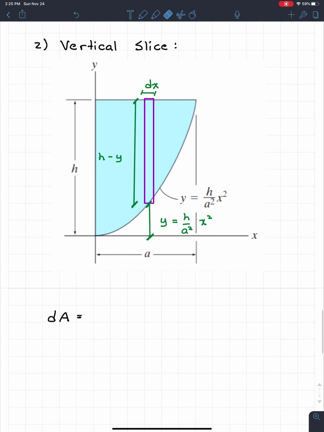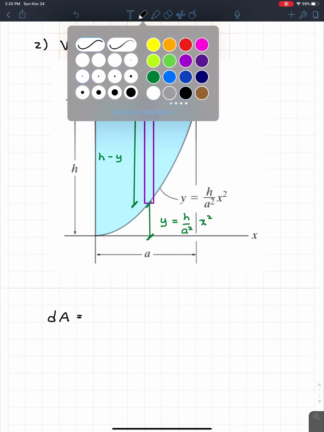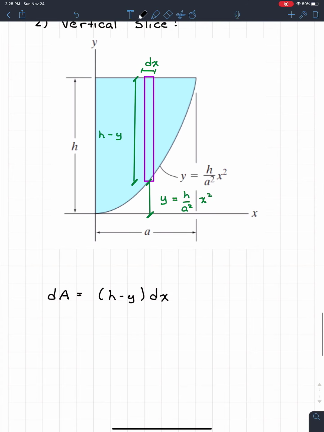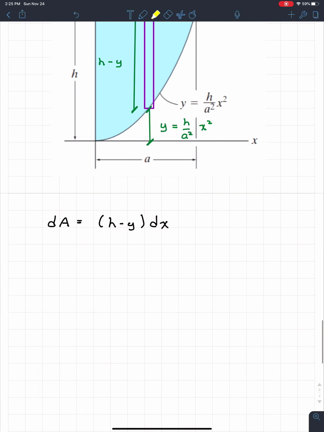So when we're looking at dA, it's going to be base times height. So we know that the height is going to be h minus y. And then our base now is times dx. So this is another thing you're going to have to worry about. If you choose a vertical slice, you now got dx. So what that means is everything in our formula now has to be in relation to x.